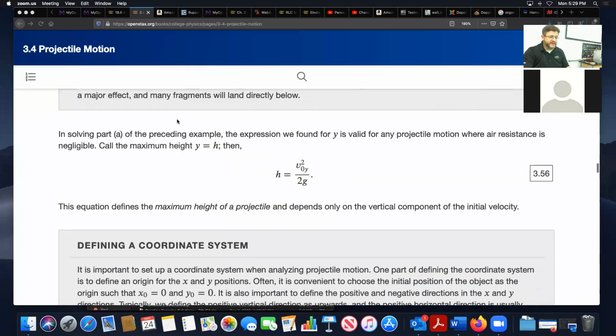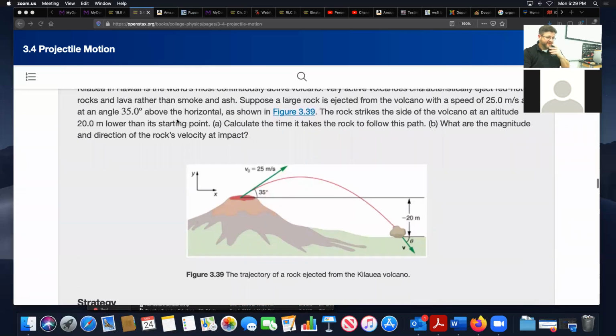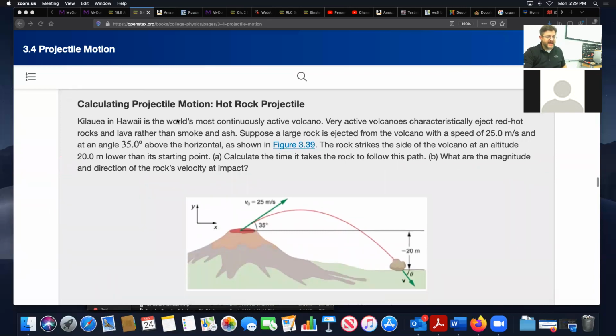The next example is we're going to calculate how fast a rock is going after it's been spat out of a volcano. There's a lot of volcanoes exploding in the world right now. It's kind of exciting. But this is Kilauea in Hawaii, the most continuously active volcano. It doesn't actually shoot rocks very far most of the time because it's so active, it doesn't really build up that kind of pressure. But anyway, it's shooting out this piece of stuff and it's flying over here and it's going to land further down, down the side of the mountain somewhere.